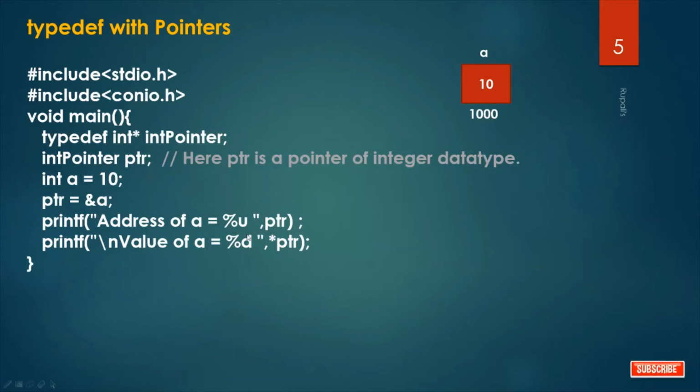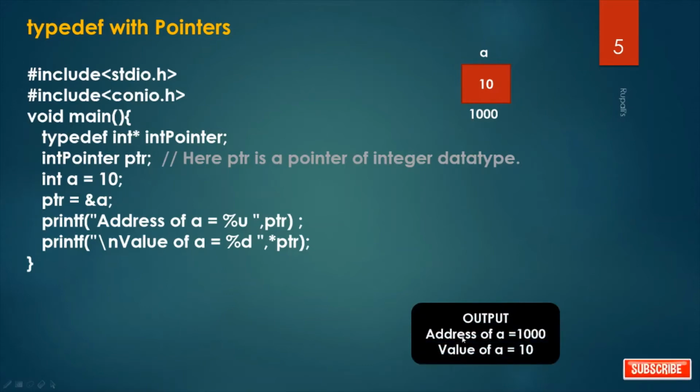So when I want to print ptr and star ptr, ptr means here the address 1000 and star ptr means the value at 1000, which is 10. So it will give the output: address of a is 1000 and value of a is 10.